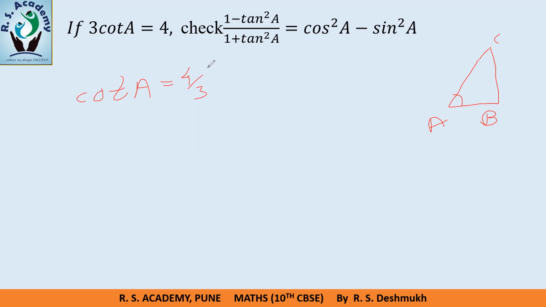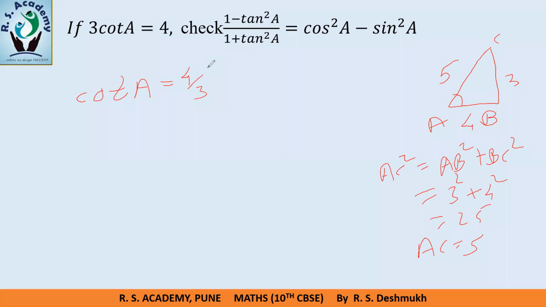Whenever we say it is 4 by 3, what is cot A? Cot A is nothing but adjacent upon opposite side. So this will become 4 and this will become 3. Now, according to the Pythagoras theorem, AC square is equal to AB square plus BC square. So it is equal to 3 square plus 4 square, that is equal to 25, and hence AC, I will find the root, that will become 5. So AC is equal to 5.